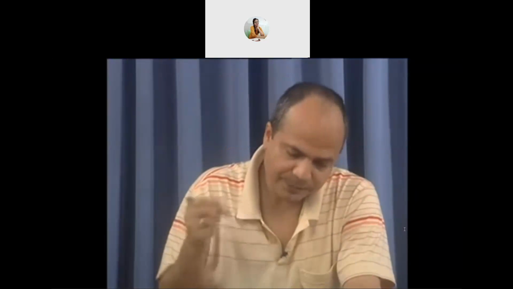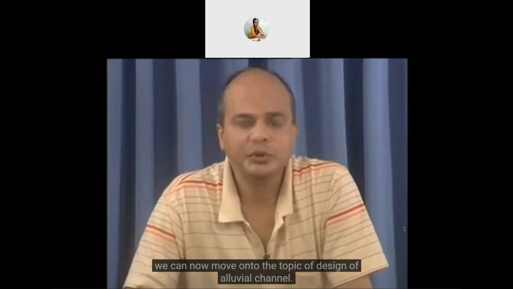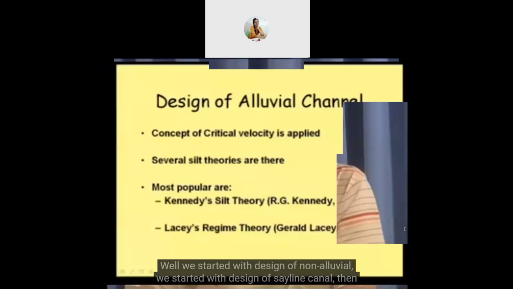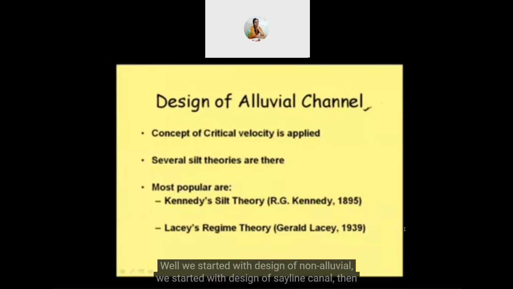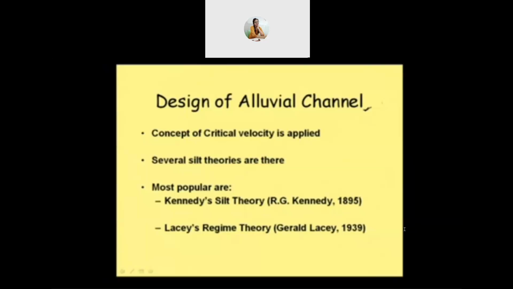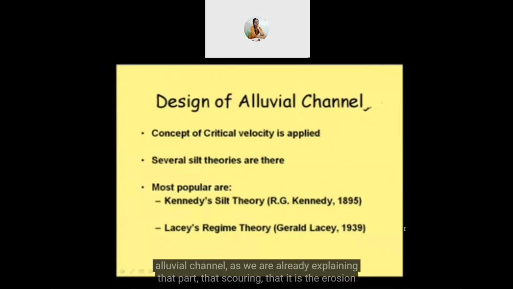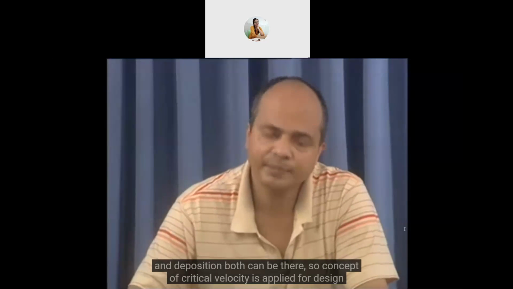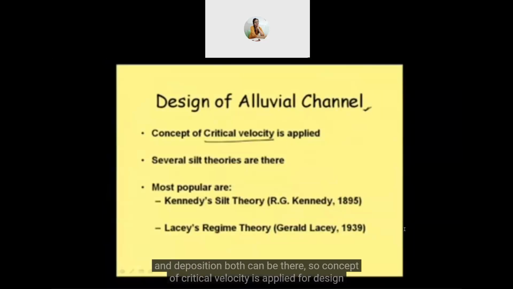Well, with this, we can now move on to the topic of design of alluvial channel. We started with design of lined canal. Then we discussed the design of non-alluvial channel, and then we can move on to the design of alluvial channel. Now for analyzing or designing an alluvial channel, as we have already explained, erosion and deposition both can be there. So the concept of critical velocity is applied for design of alluvial channel.